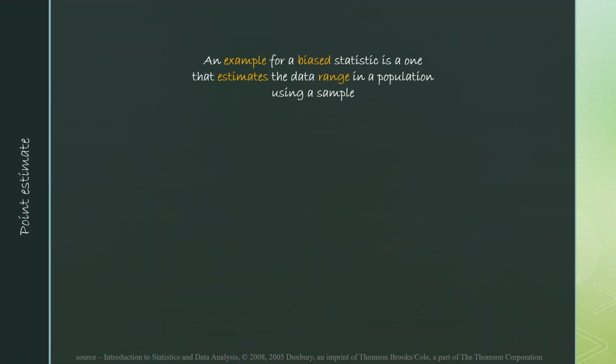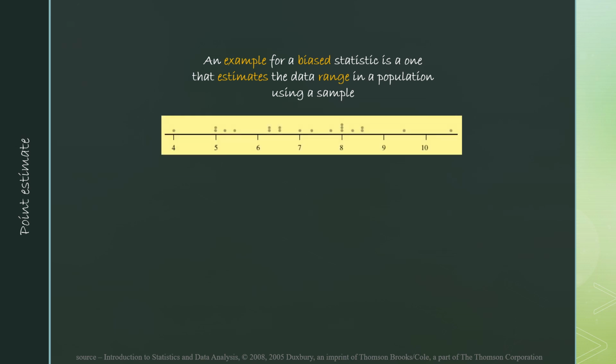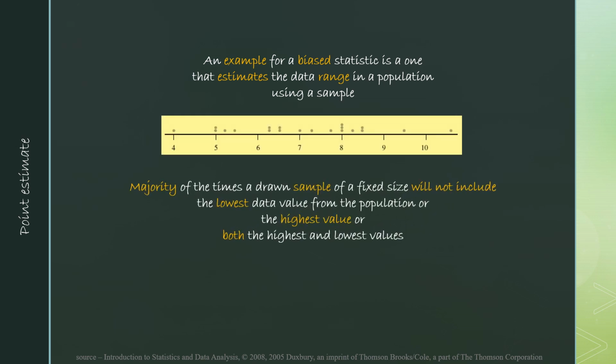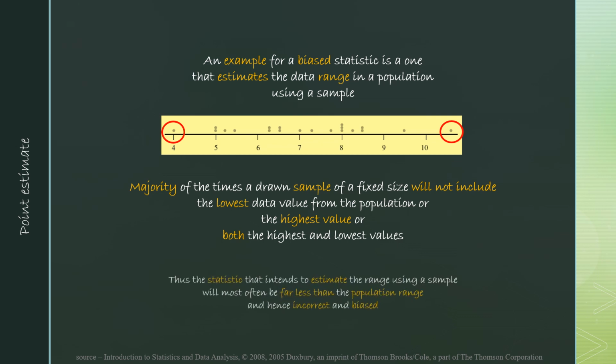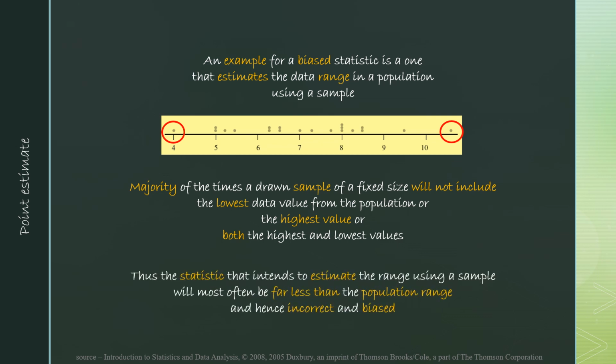An example of a biased statistic is one that estimates the data range in a population using a sample. Majority of the times, a drawn sample of a fixed size will not include the lowest data value from the population, or the highest value, or both the highest and lowest values. Thus, the statistic that intends to estimate the range using a sample will most often be far less than the population range and hence stays incorrect and biased.